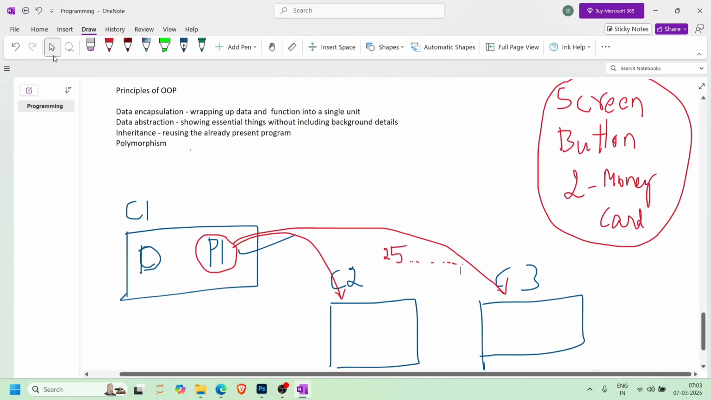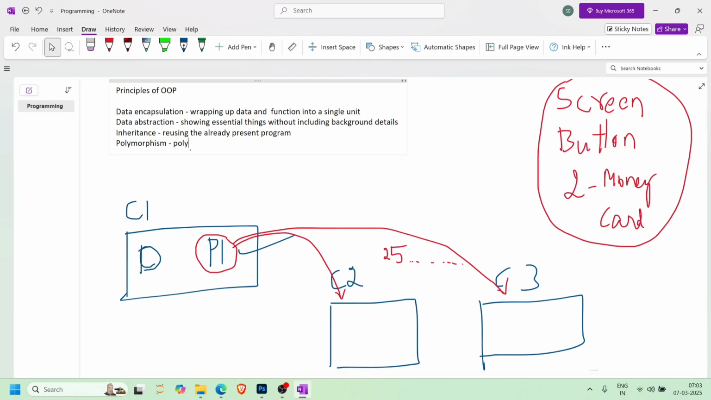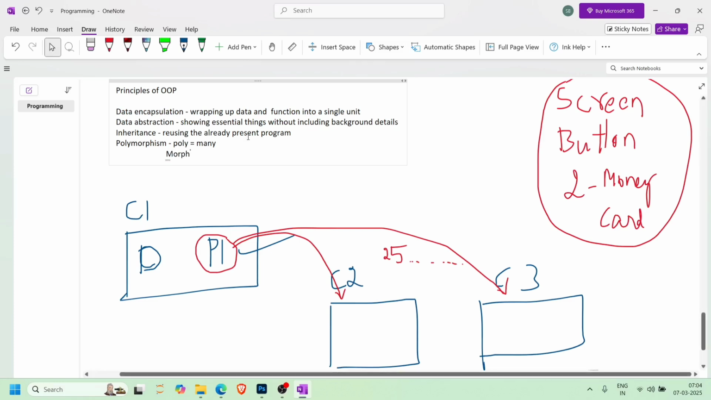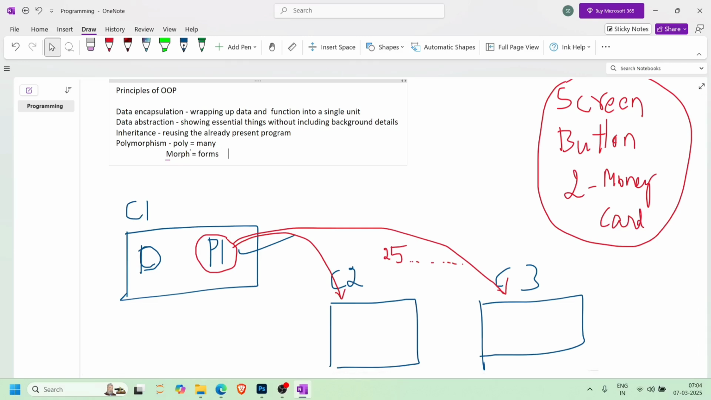Then the last concept is called polymorphism. It is a Greek word. Poly means many, like unary, binary, ternary. In the same way, poly means many and morph means forms, many forms, or we can say that polymorphism leads to many forms. What do you mean by many forms?